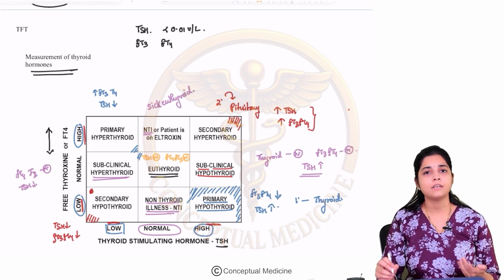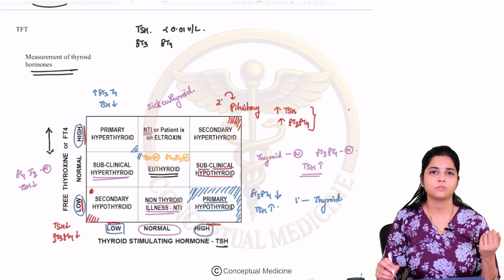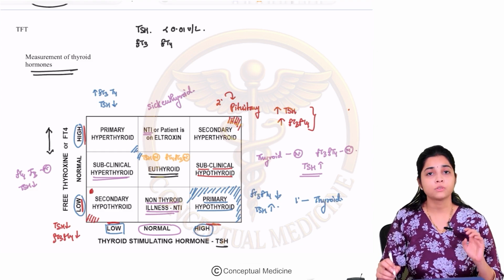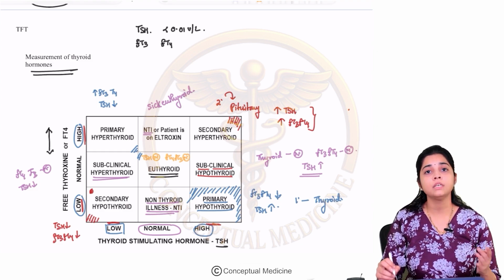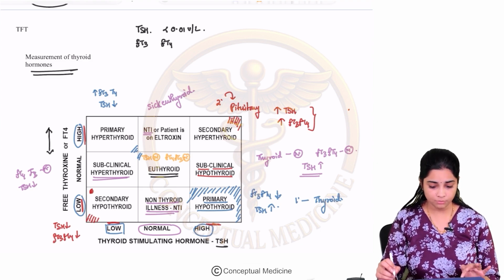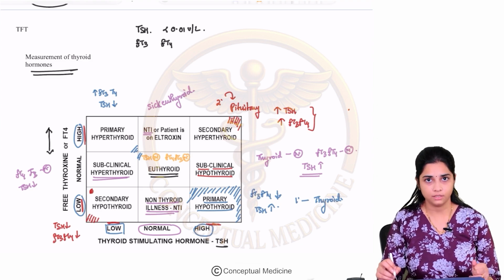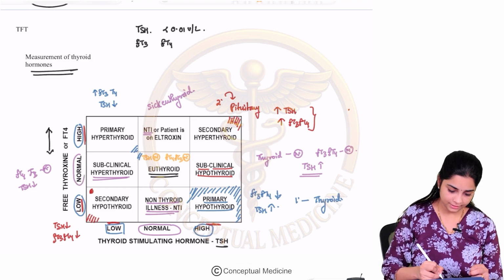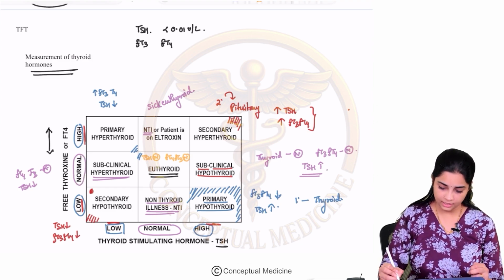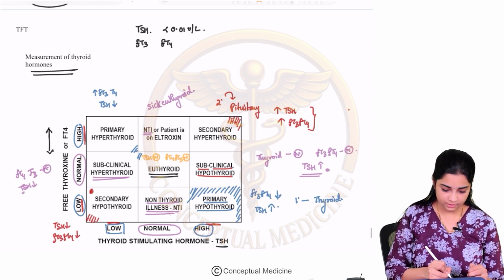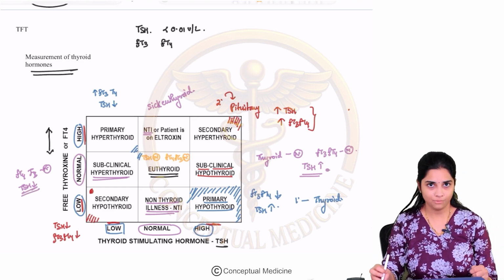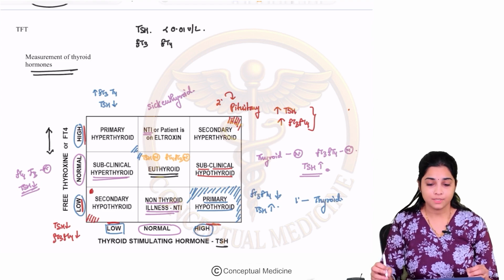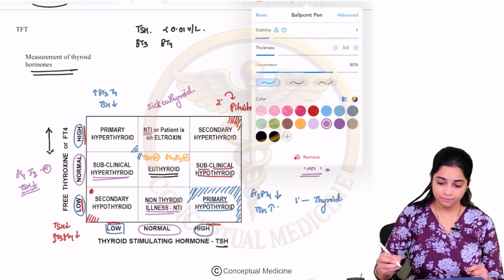That means that in some patients, let's say they are very sick, they are admitted to the hospital for something else, lower respiratory tract infection, sepsis, etc. At that time the thyroid hormones can be varying, but the TSH can still be normal at times, and this is what we call the non-thyroidal illness. So in your subclinical hypothyroidism or hyperthyroidism, the FT3, FT4 is normal, TSH high in subclinical hypo, TSH low in subclinical hyper. Okay, fine.